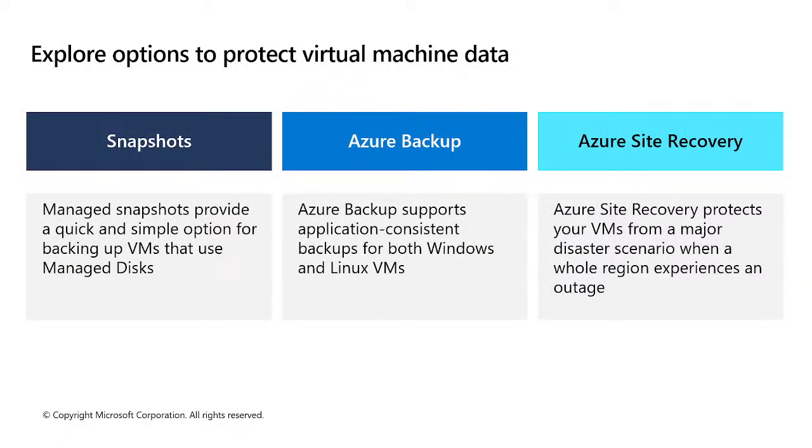So what are the options when it comes to backing up virtual machine data? Like I said, there are different options. The first one is for us to take a snapshot. This is the quickest and simplest way of backing up your virtual machine. Basically, these are the ones that use managed disks. When you create your virtual machine, it uses the managed disk, so you can actually create a snapshot within the business continuity center to back up that virtual machine.